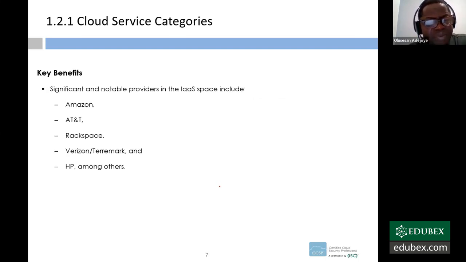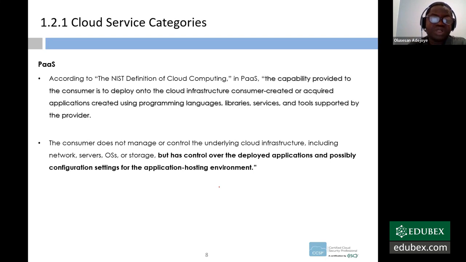So notable examples among providers of infrastructure as a service: we have Amazon, AT&T, Microsoft, Rackspace, Terremark, HP, Oracle, all of them. Most of them are big players. You can also check Gartner's Quadrant to see other niche players that are just coming in. But the big four are actually Microsoft, Amazon, Alibaba, and Google. After the big four, it is others. Those big four are the major de facto players within the industry.